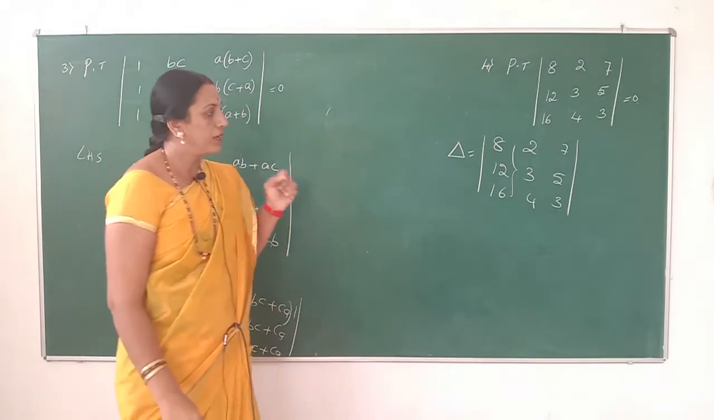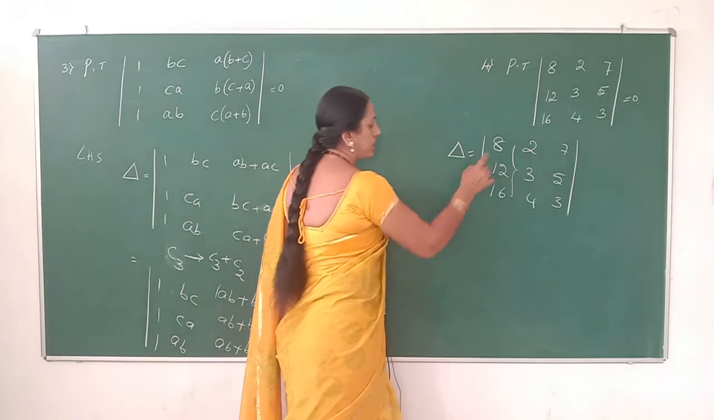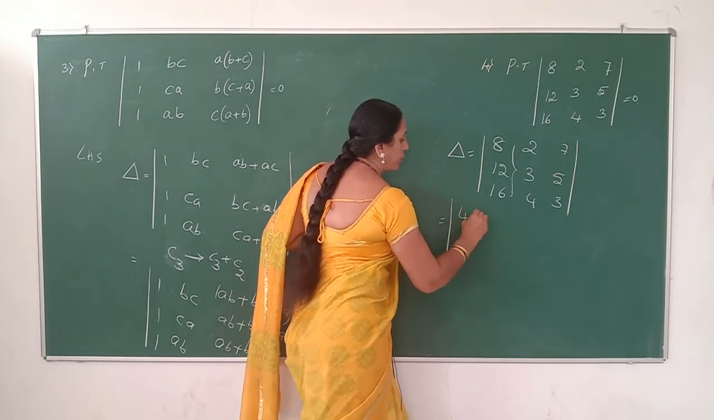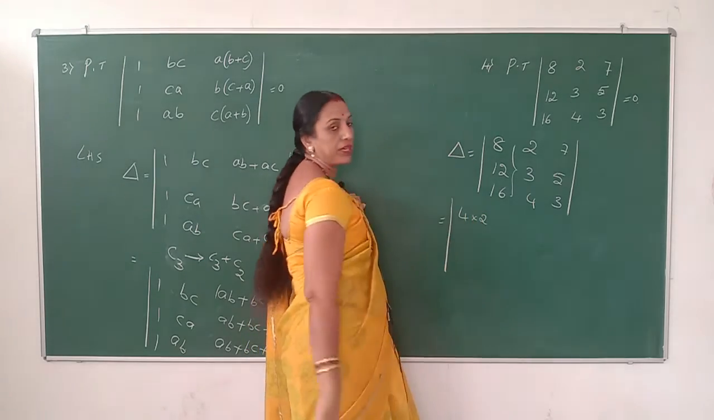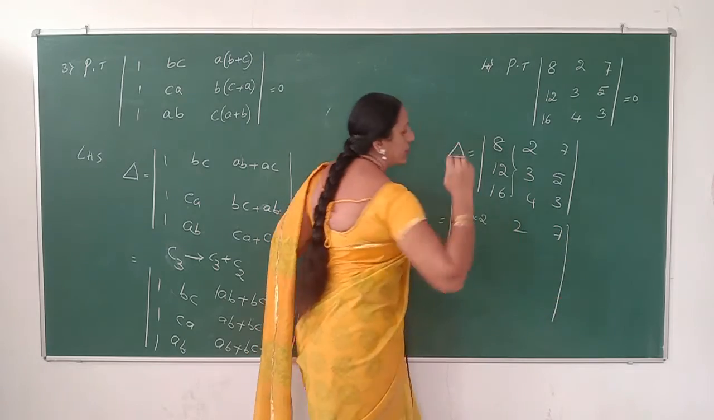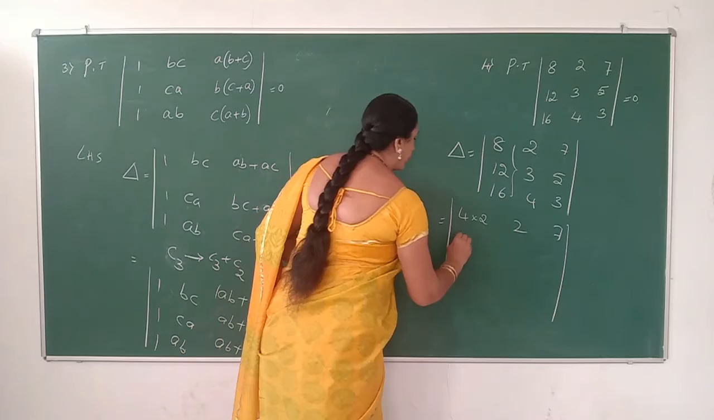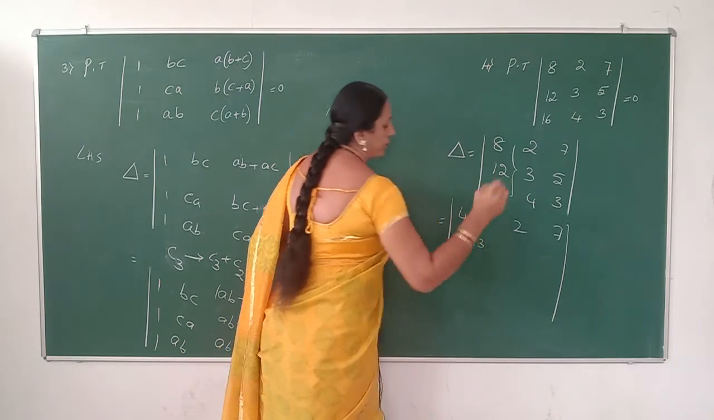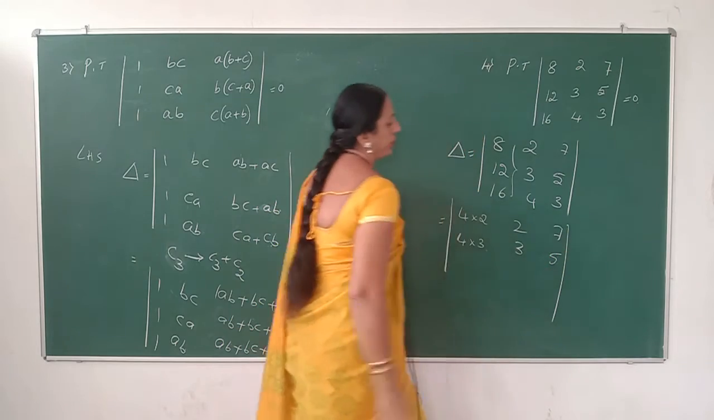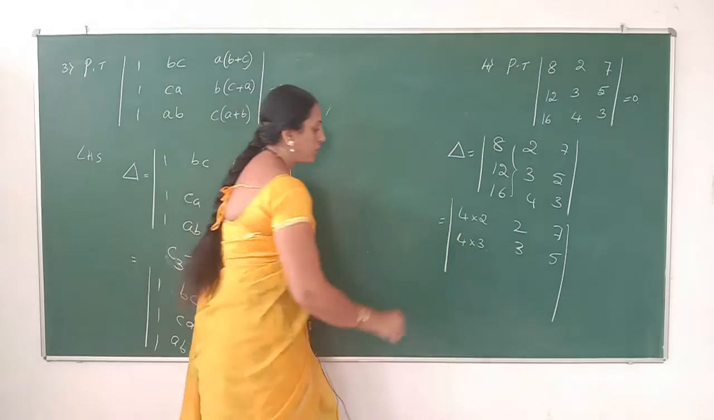8, 12, 16. Now it is possible to take a common factor, because 8 is a multiple of 4 and 2. 8 can be written as 4 into 2, and 2 and 7 will continue. Similarly 12 is nothing but 4 into 3, and the second elements 3 and 5 will continue. Similarly for the third row, 16 can be written as 4 into 4.